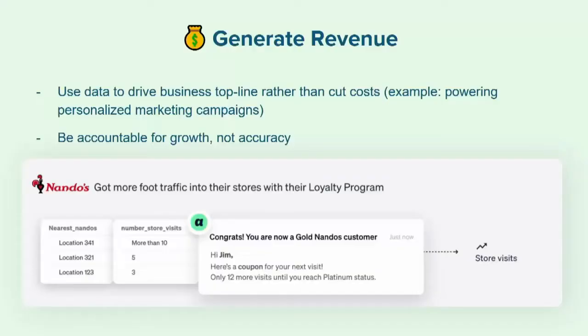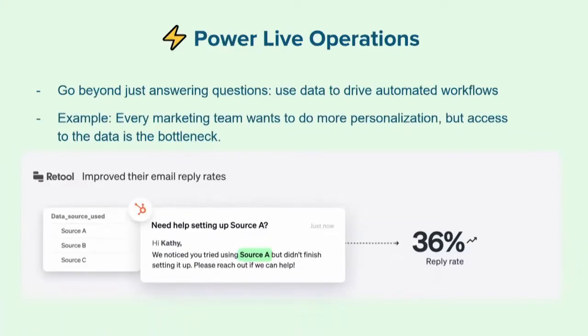For one, data can be used to generate top-line revenue and outcomes by actually operationalizing it. One of our customers, Nando's Chicken in the United Kingdom, uses High Touch and data activation to take all the insights they have about their customers, how much they're spending, how often they're visiting restaurants, and instead of just using that to optimize things like store locations and long-term planning, they use that to drive more foot traffic to the stores with marketing campaigns that they're running.